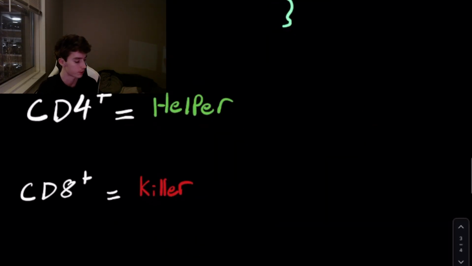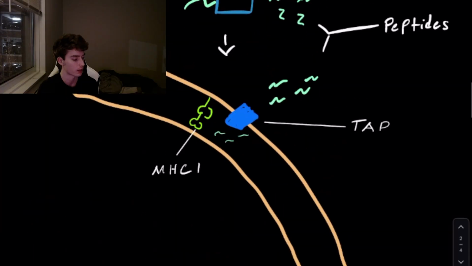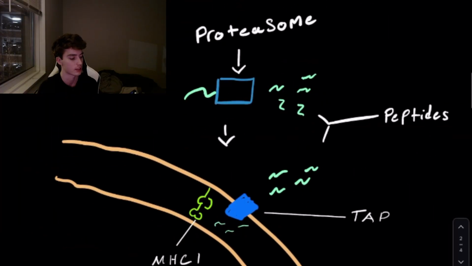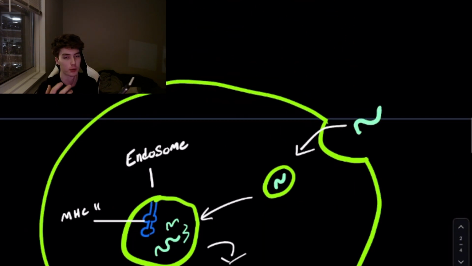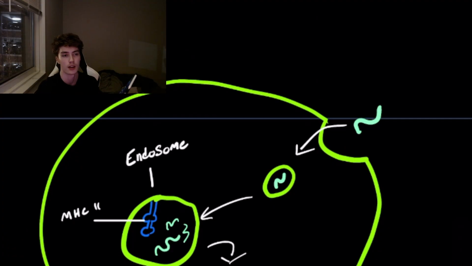So as we can see, CD4 cells are your helper cells, CD8 cells are your killer cells. If MHC1 is the billboard presenting antigens that are being made within a cell, then MHC2 would be the billboard that is presenting antigens that have been found outside of the cell externally, and antigens that have been eaten up by your cells, if that makes any sense.